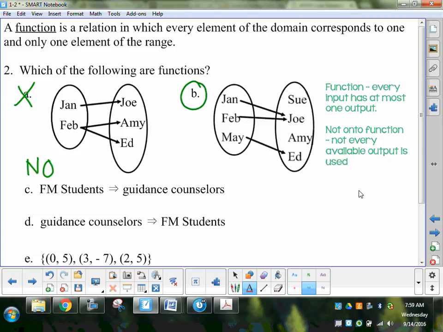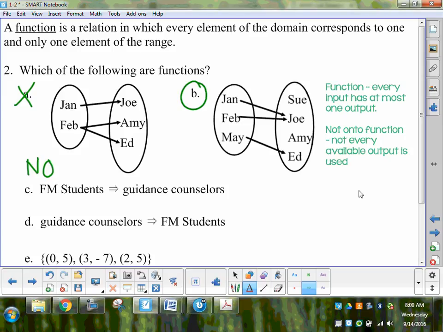Is C going to be a function? Let's say students to guidance counselors. Is that relationship a function? Yes or no? Yeah, because do the students have more than one guidance counselor? No. How about the guidance counselors mapped to the students?